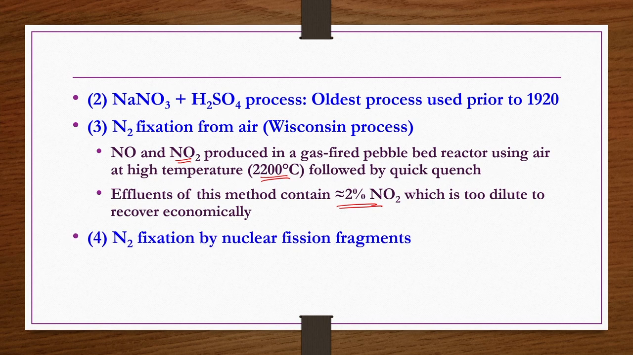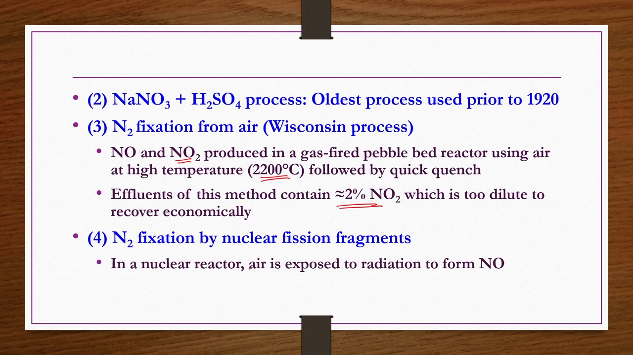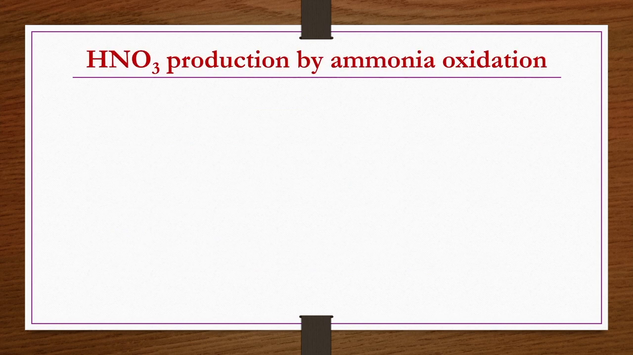The fourth method is nitrogen fixation by nuclear fission fragments. In a nuclear reactor, air is exposed to radiation to form NO. However, this method is very expensive. So the best option is to produce nitric acid by the ammonia oxidation process.